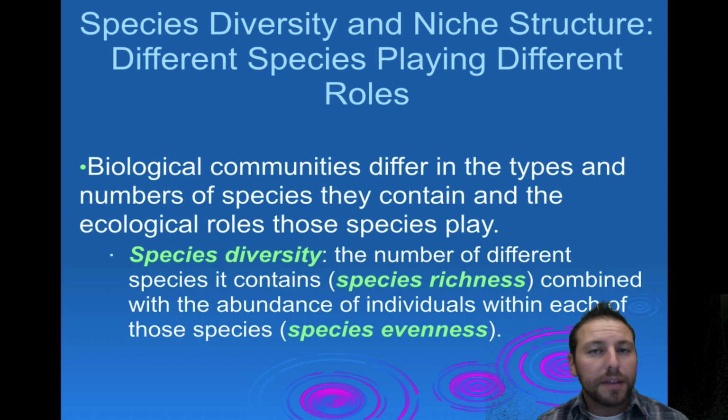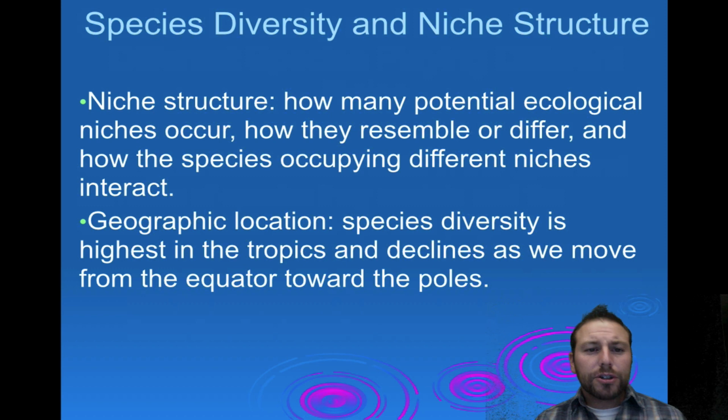There's actually an index called the Shannon-Wiener Diversity Index that we'll be using in class that will put a unitless number to species diversity, so you can actually compare one area to another. The number itself, though, without anything to compare, really does not mean much at all. The niche structure is just going to be the potential for ecological niches to occur, how they resemble or differ, and how the species occupying those different niches interact.